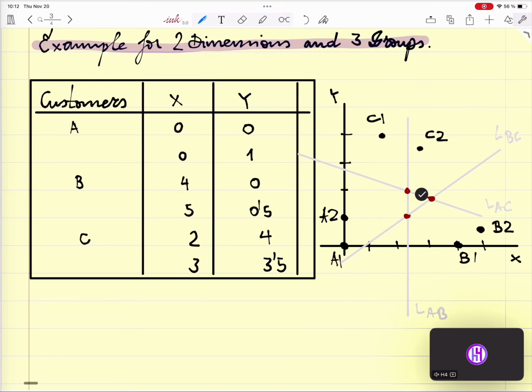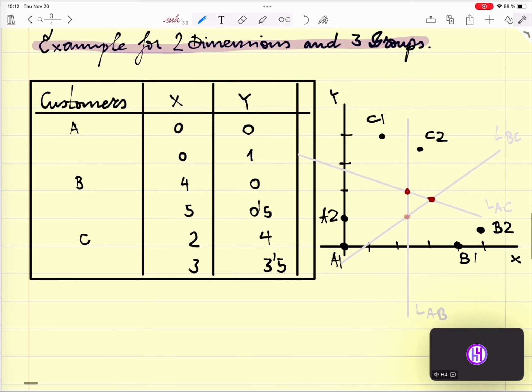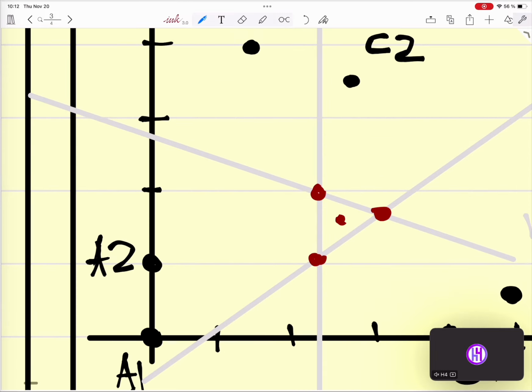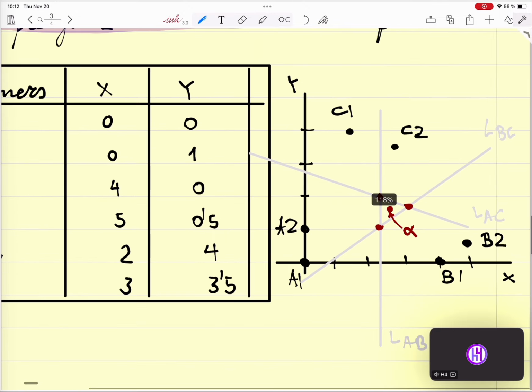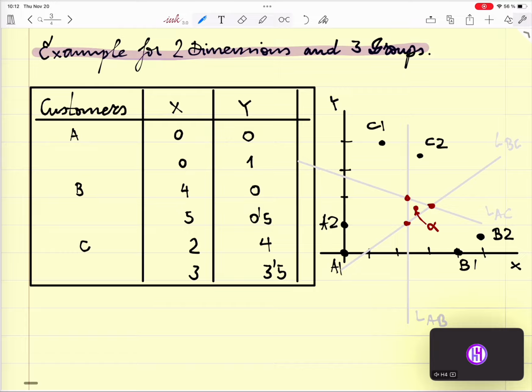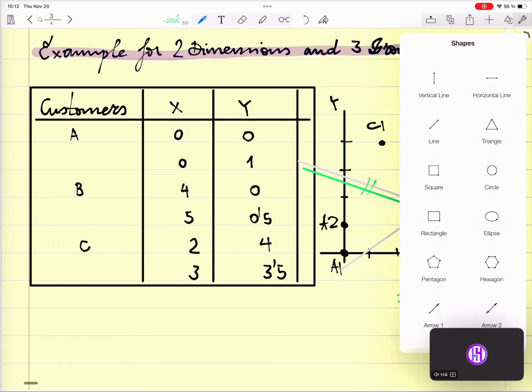Okay, so in the middle of this triangle, this is going to be our point alpha. And then parallel to the lines given before, okay? So parallel to the lines given before are our separating lines, but going through alpha. Okay?